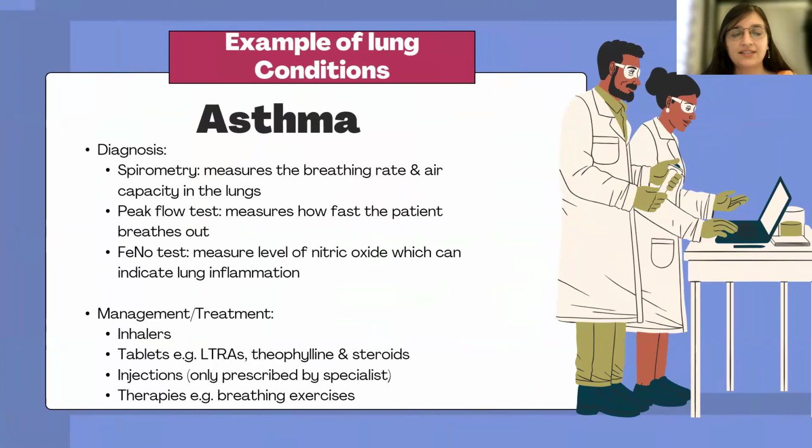Okay, and then the nitric oxide test, the FeNO test, they measure the level of this gas, nitric oxide, which can indicate lung inflammation. It can indicate if the lung is swollen or not. And then lastly, if someone has asthma, what can they do? How do they manage that?